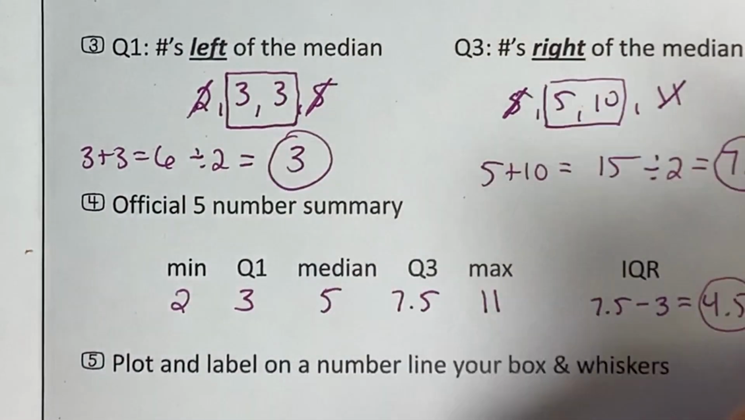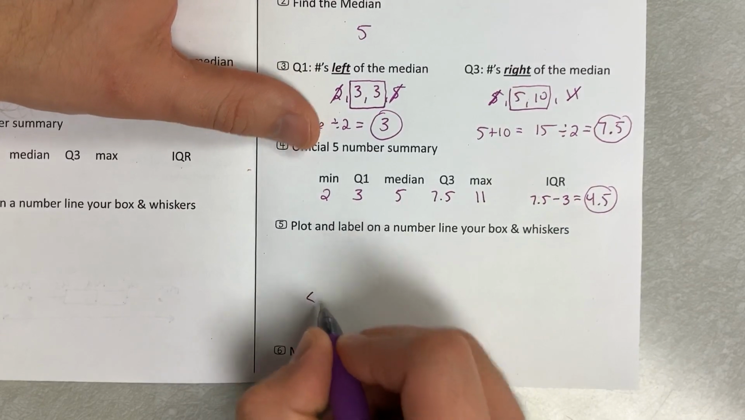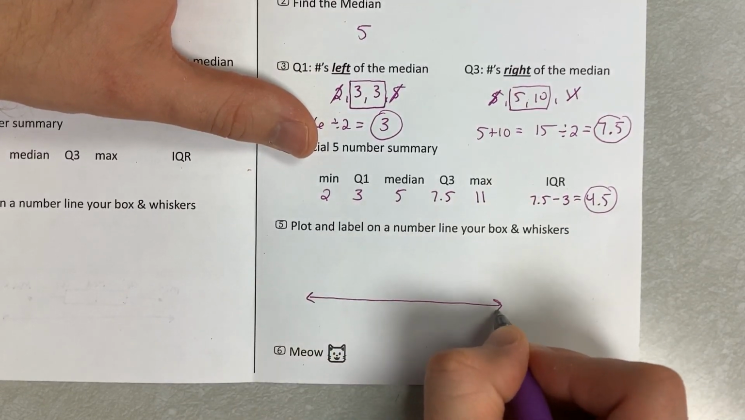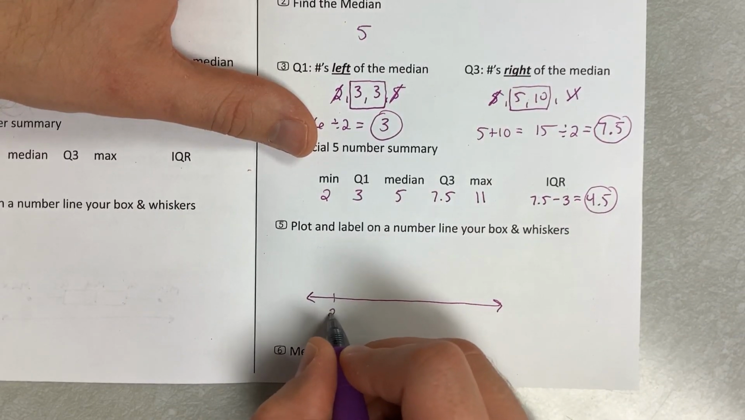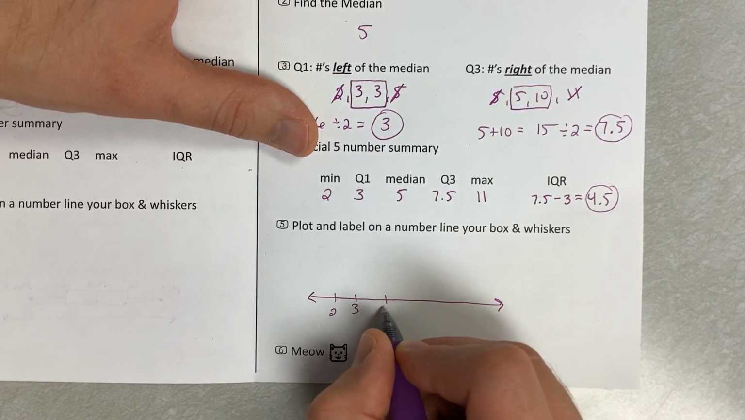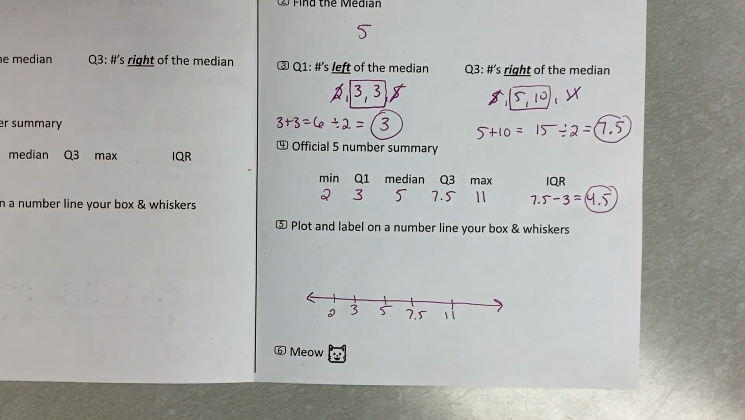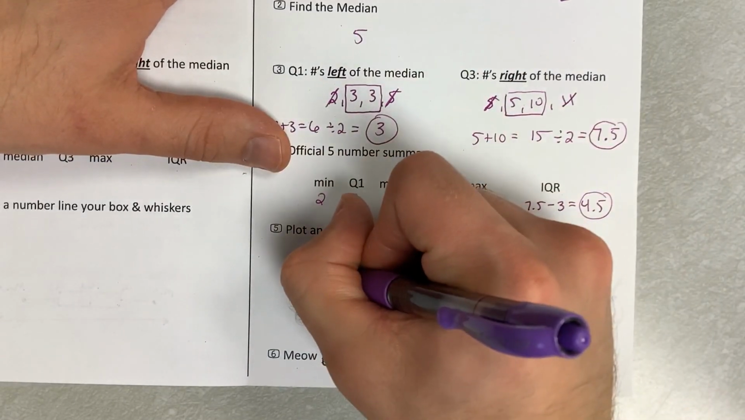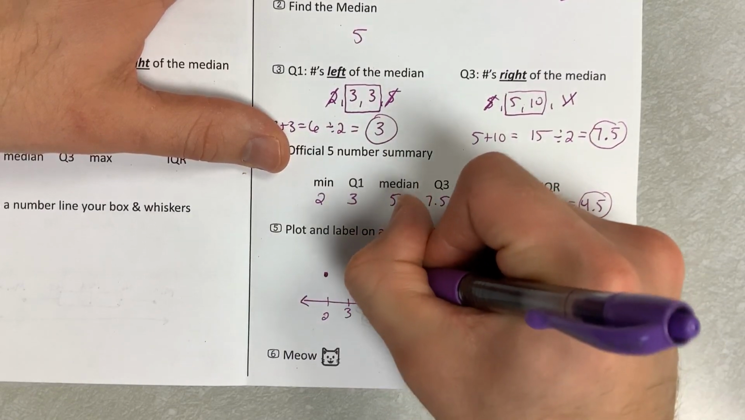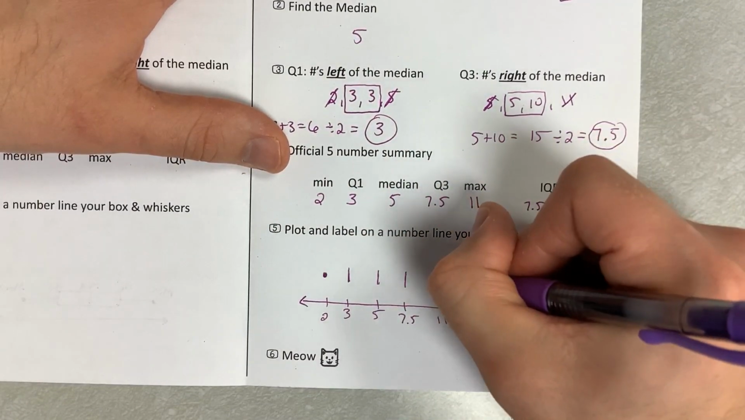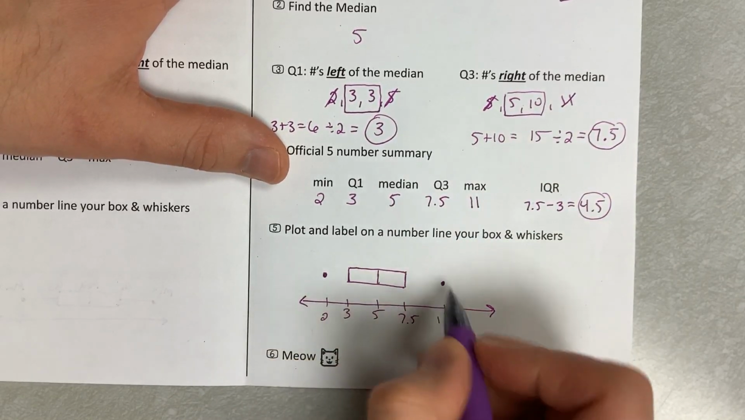These are my 5 number summary. These are the main numbers I need to make a box and whisker plot. So here we go. I'm going to make a number line. Now we're not getting fancy with this, so just watch what I do. I'm going to put my 5 numbers on the graph: 2, 3, 5. I guess I could space them out properly, but I don't really care. My minimum gets a dot. My Q1, median, Q3 all get lines. My maximum gets a dot. And now I can turn these into boxes, and then draw my whiskers.